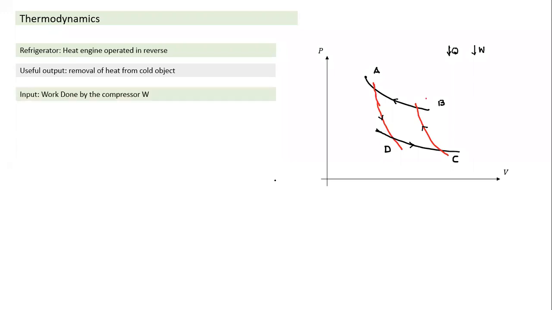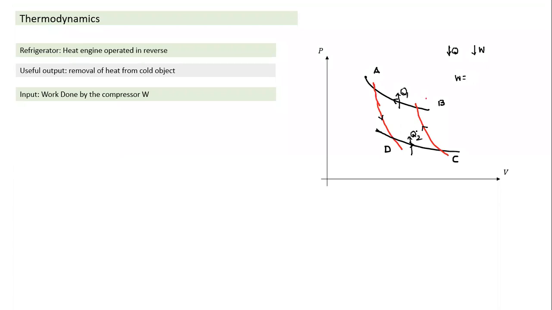Let's do that. So in this case, the refrigerator is operated in the reverse cycle. What is the input here? So basically in this case also, what was Q1 here? This is Q1 in the reverse direction. And Q2, where the heat was rejected, now the heat will come in. This is Q2. And work done also will be negative.